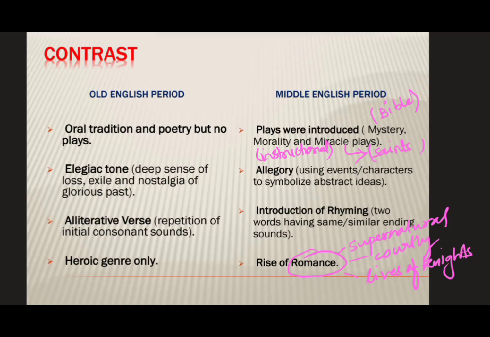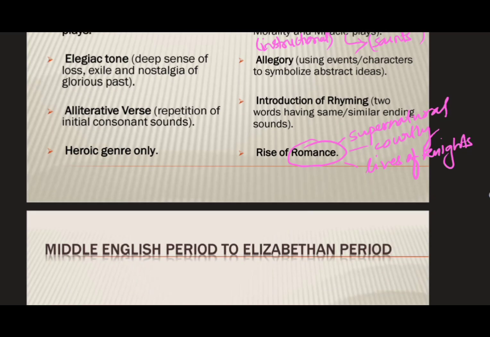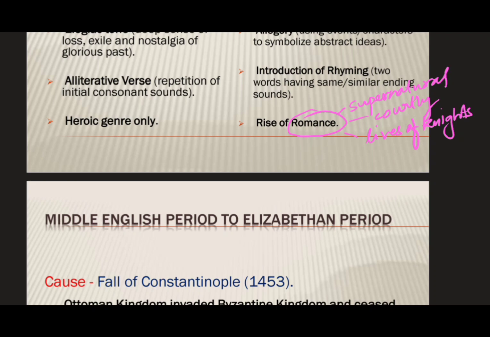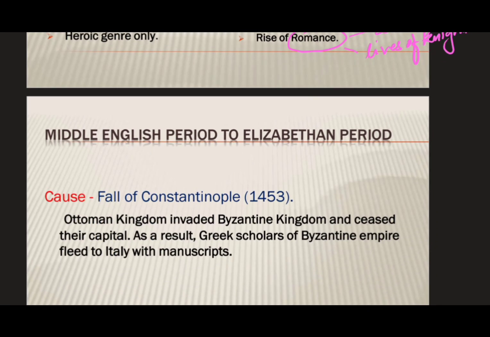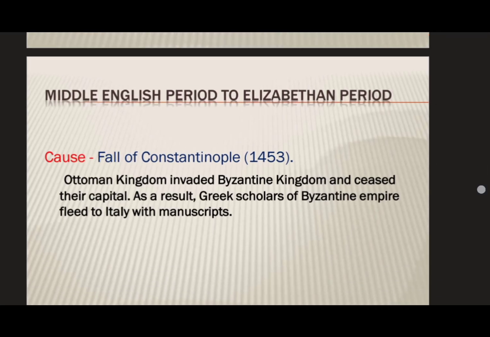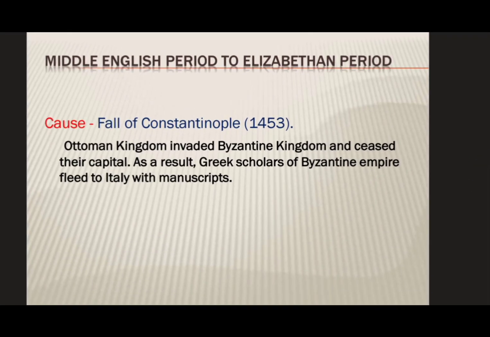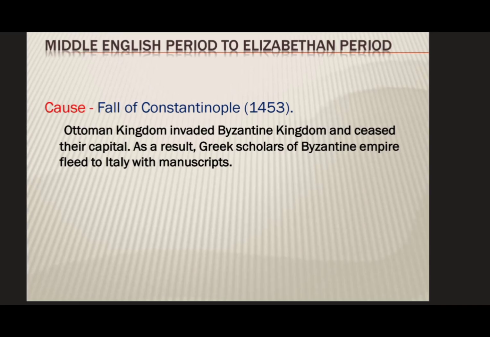So after Middle English period, we see Renaissance coming into the scenario. So the first age under it is Elizabethan period. The cause of the shift from Middle English period to Elizabethan period is the fall of Constantinople in 1453. The Ottoman kingdom invaded Byzantine kingdom and seized their capital.